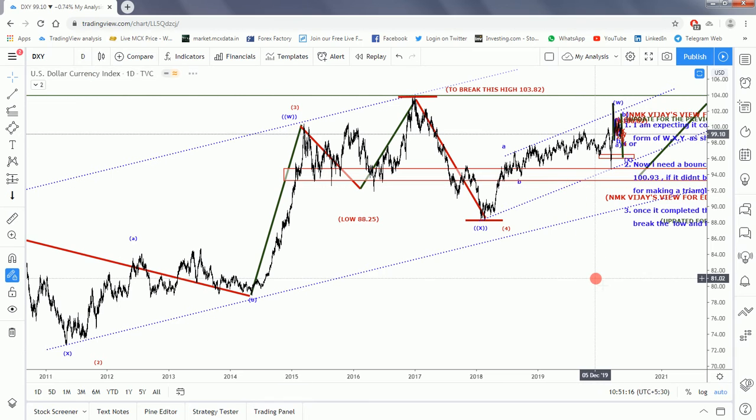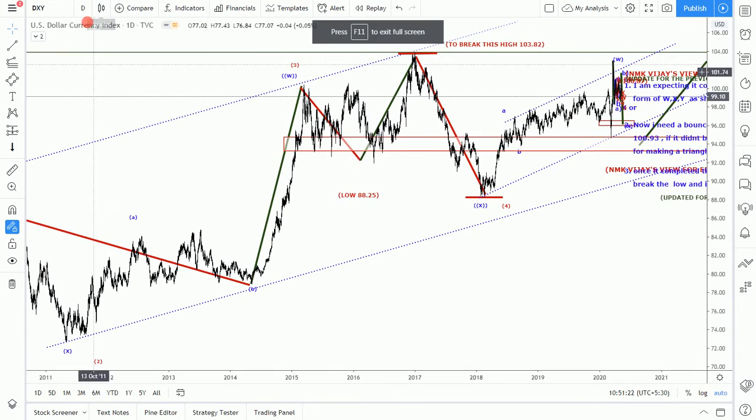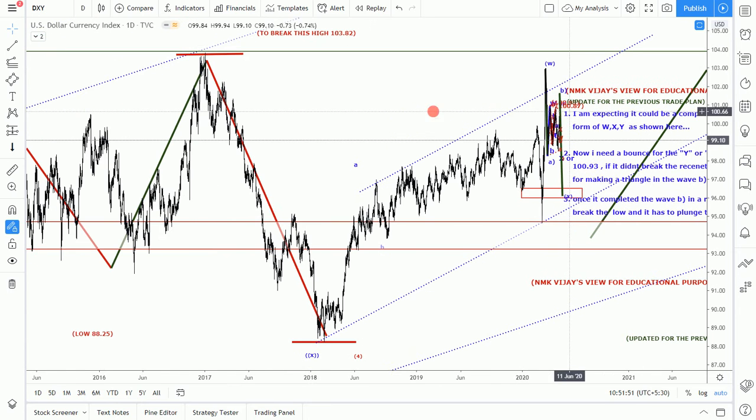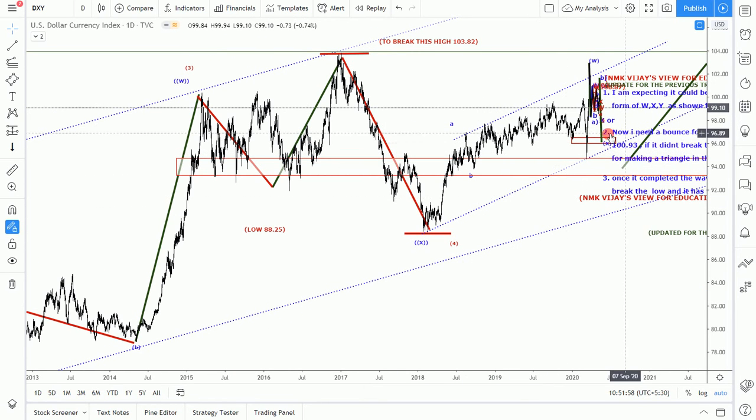So this is my daily time frame, the positional view. We just finished that W and X, and we are in that X wave. Once the X wave is completed here at the 96 level, or it could be 96.7, 96.4 like that, this trend line channel may take a support. After that I am expecting an ABC, a bigger wave, to break this 103.82. That is my view as of now, but it keeps on changing according to price action and the fundamental news, everything. So right now I'm sticking to this wave count.